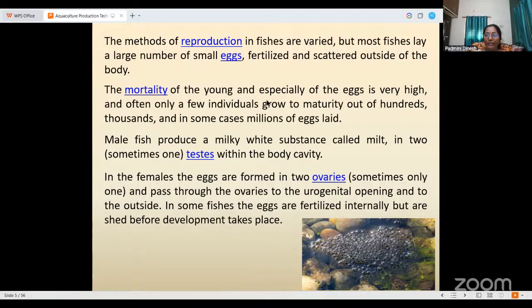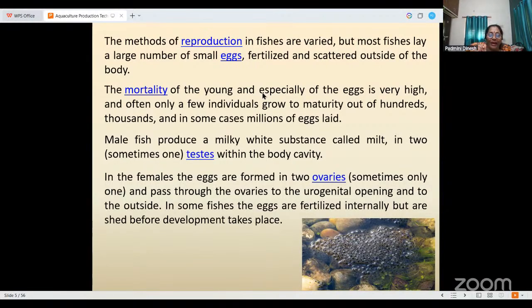The mortality of the young, especially the eggs, is very high. When we are talking about katla and labeo rohita, you must have heard the amount of eggs laid by a kg of fish is between 2 to 3 lakhs per female per kg. So there are so many eggs being laid just like that in the water, which is easy for predators to come and eat away. So among those lakhs, only a few of them grow to maturity.